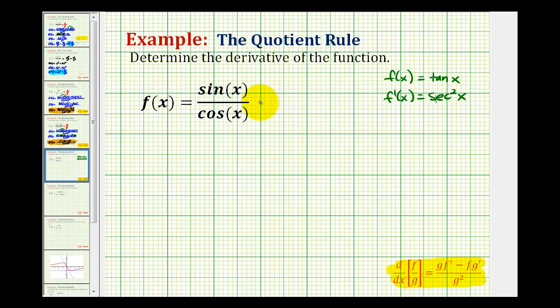So to apply the quotient rule, we'll let the numerator equal f and the denominator equal g. So the derivative of f divided by g is equal to g times f prime minus f times g prime divided by g squared. So to determine f prime of x, let's start with the denominator.